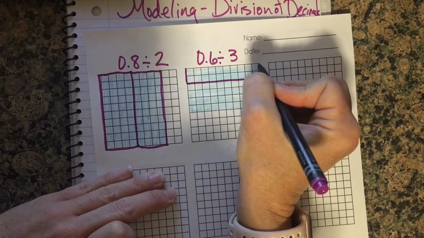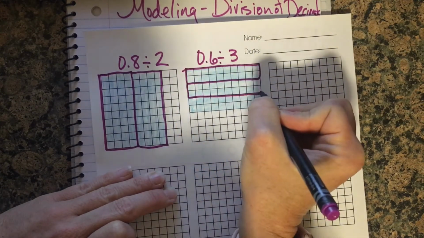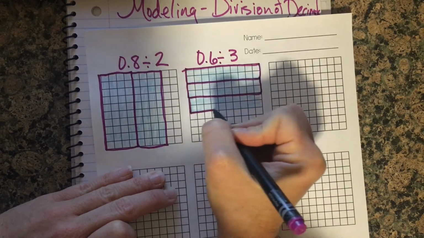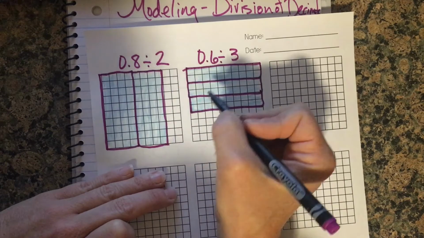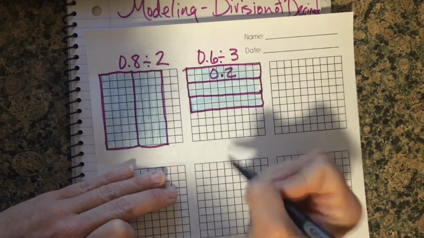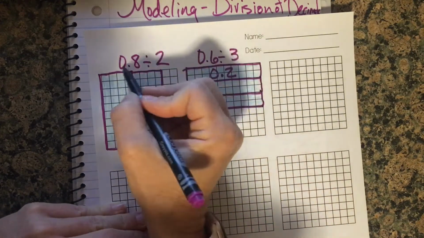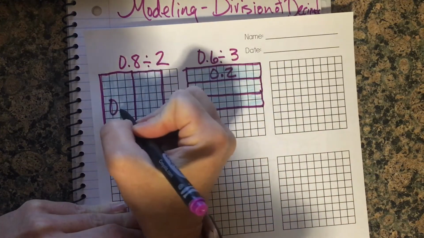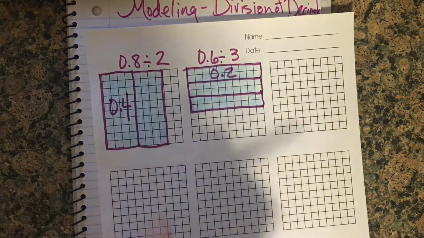I'm just going to circle 3 groups of 2/10. So your answer is going to be what is in one group. So my answer to this problem is 2/10 because after I divide it into 3, I have 2/10 in each one. The answer to this, of course, is 4/10 because when I split it into 2 groups, I have 4/10 in each group.